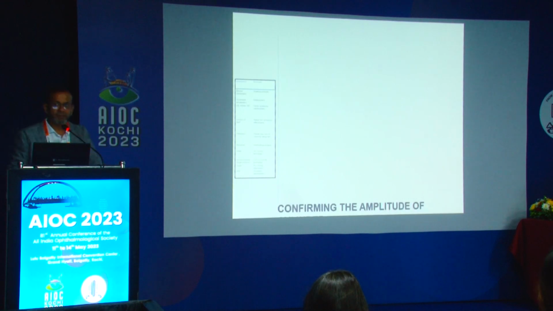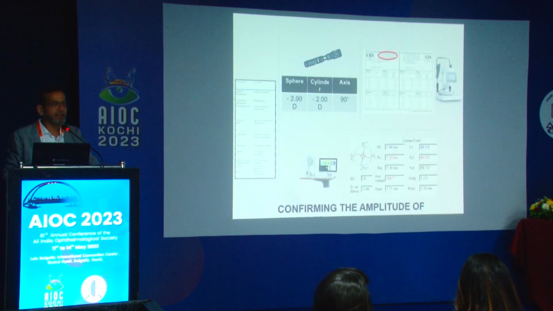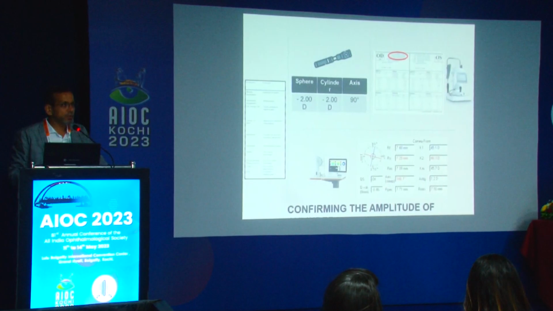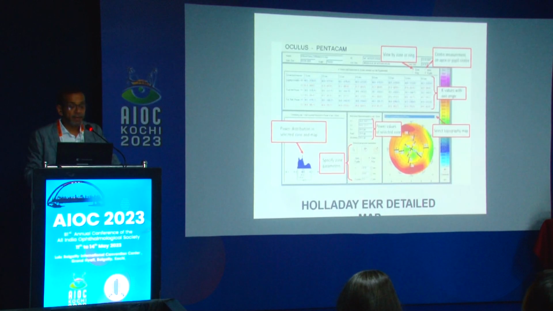It is important to confirm the amplitude of the cylinder, and it's important that we use at least two methods to see that there is a sync between the two methods as far as the amplitude and the axis goes. Also, in cases where a refraction is possible before, see to it whether the cylinder on refraction is similar to the ones which are measured by the various instruments. Studying the Holladay EKR map is a very, very important thing. If it's available, it should be done.